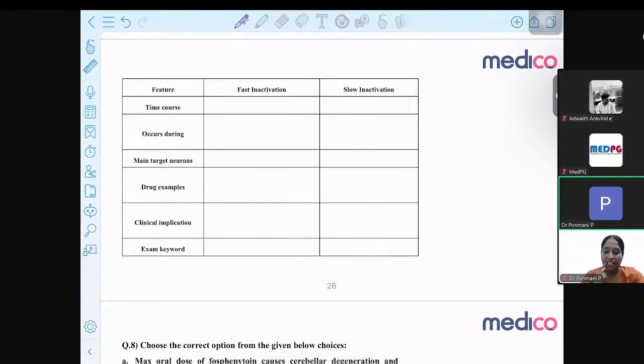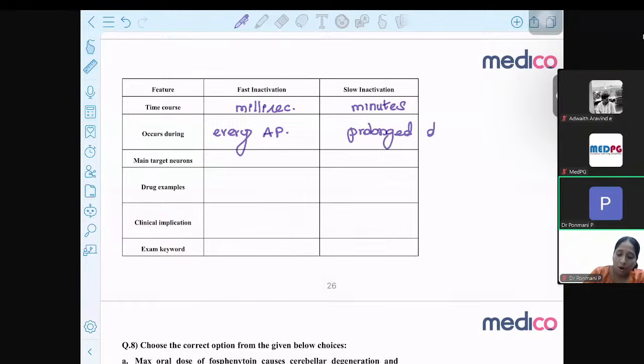So what is fast inactivation? Fast inactivation means it occurs in milliseconds. It occurs very quickly. And what about slow inactivation? It takes minutes to occur. And when does it occur? This fast inactivation occurs during every cycle of the action potential, whereas slow inactivation occurs only in neurons which are in a prolonged depolarization state.